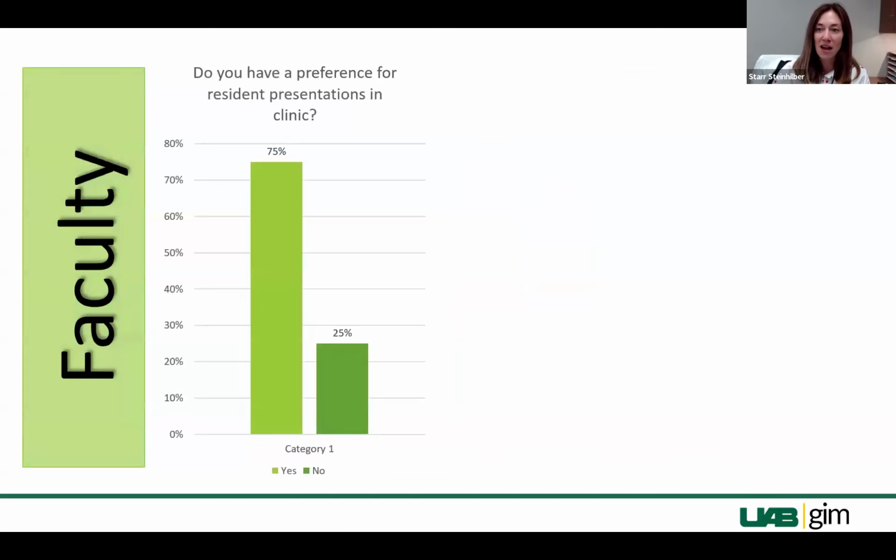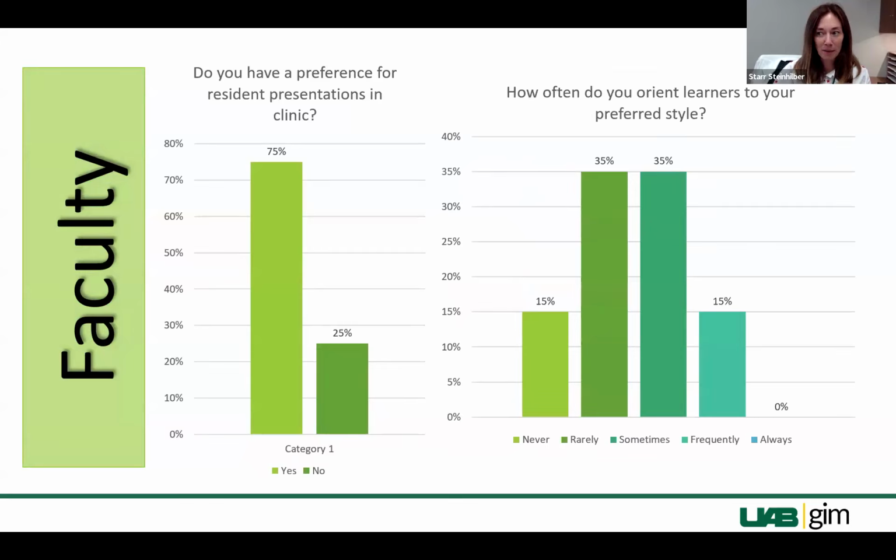We had similar questions to the faculty. And we said, do you have a preference for resident presentations in clinic? And 75% yes. And then we said, do you tell them? And not necessarily. So no one always orients them to what they like. And then it kind of is a vast kind of varying between the other options. So everyone has a preference, but no one was really telling people their preference.